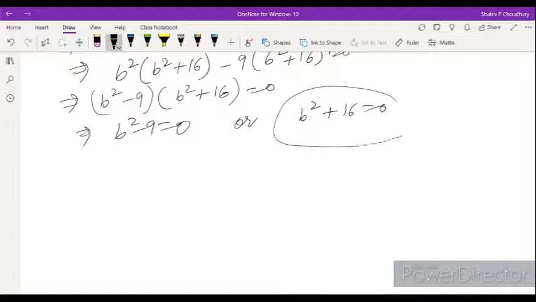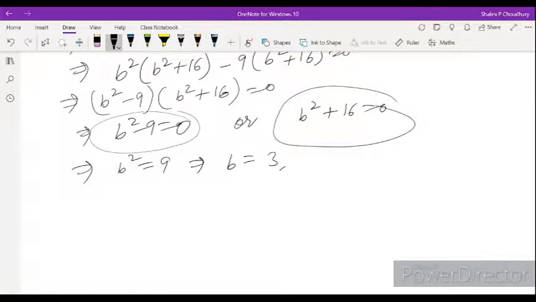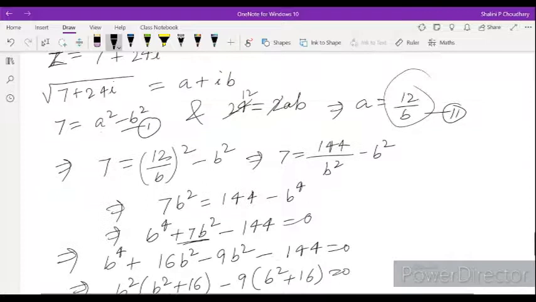But we cannot take this value because it will give an imaginary, complex number, but we want a real number because the value of b will be a real number. So b square will be equal to 9. It means b will be equal to 3 or -3. Two values of b. So what will be the value of a? The value of a will be 12 upon b.